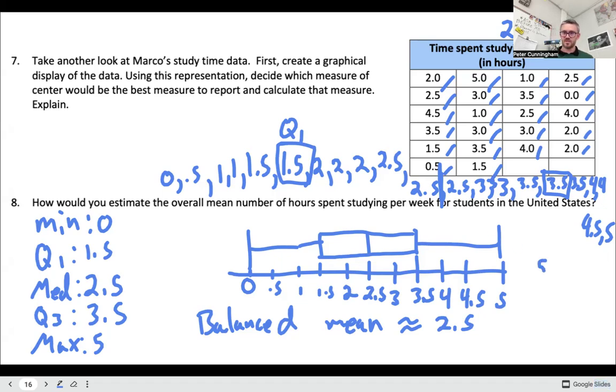56. Divide by 22. And like we thought, your mean ended up being 2.54. Pretty close to the median. Okay.